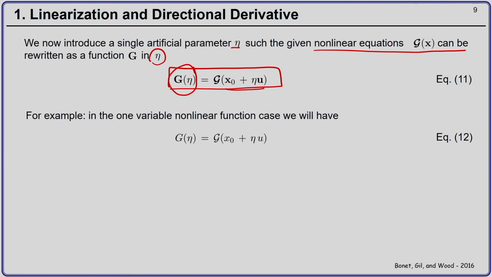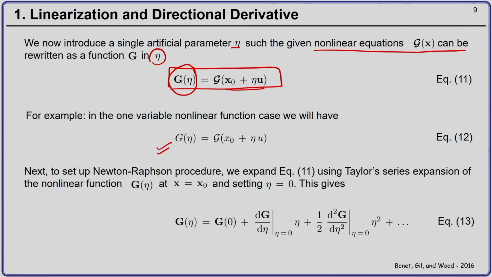So, for a one variable nonlinear equation, this would be like what is shown in equation 12. Now, what we do is we take the Taylor series expansion of the nonlinear function g of eta in equation 11 at x 0, setting eta equal to 0. So, this is the Taylor series expansion of g of eta about x equal to x 0.